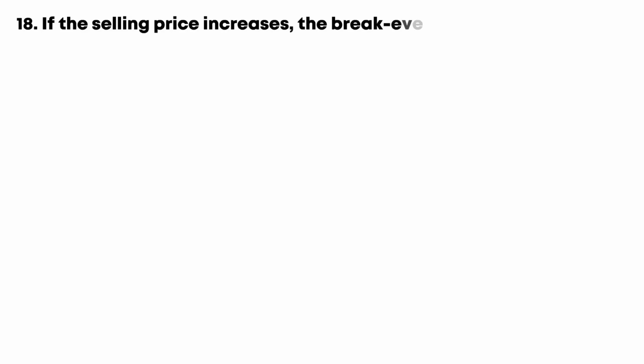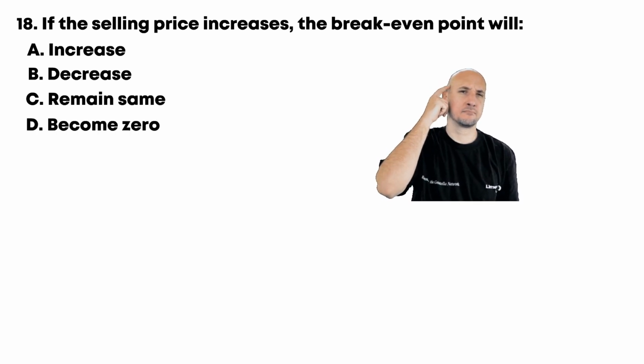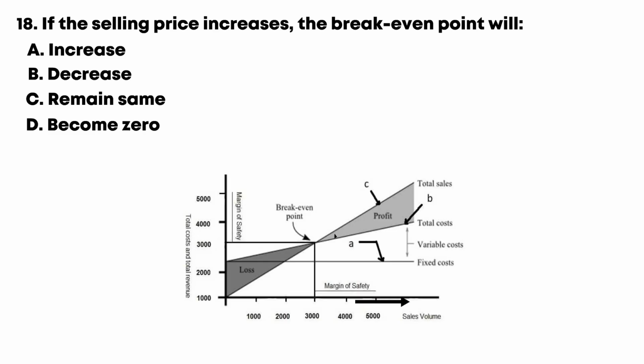18. If the selling price increases, the break-even point will A. increase. B. Decrease. C. Remain same. D. Become 0. A higher selling price lowers the break-even point. The answer is B, decrease.